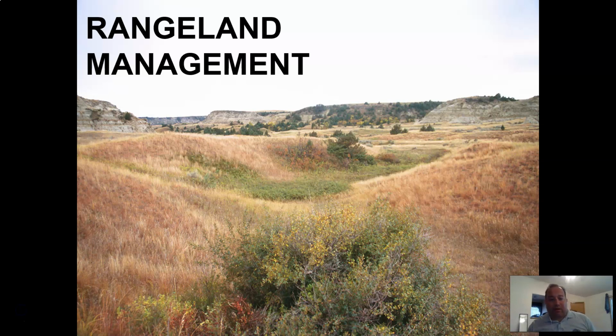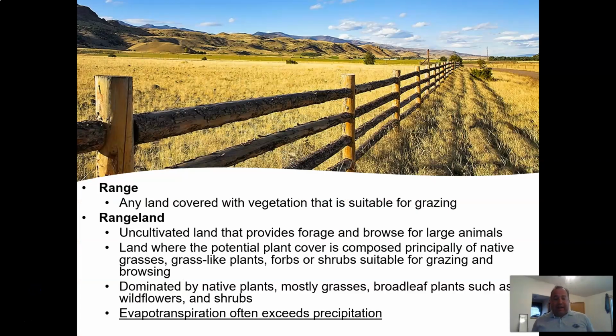So, what is range? Any land covered with vegetation that's suitable for grazing. Most people think grassland, shrubland. In California, we've got a lot of this area just right here locally where it's suitable for grazing. A lot of these areas have been set up now for domestic grazing, but when we're saying grazing, it could be wild animals or domestic.